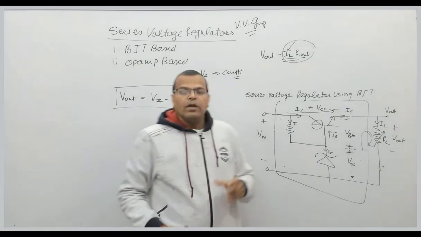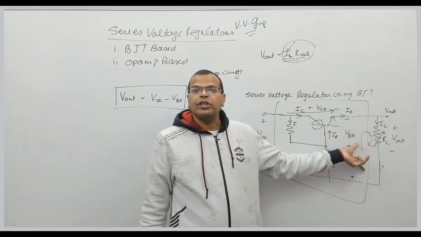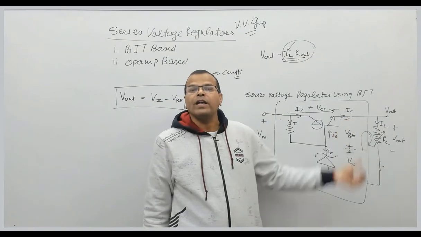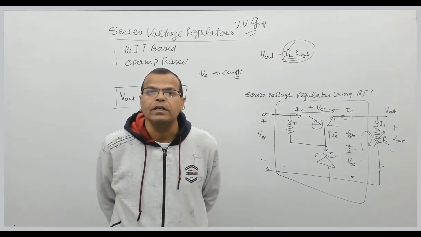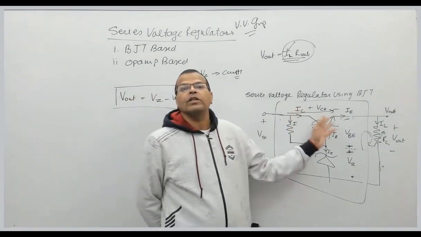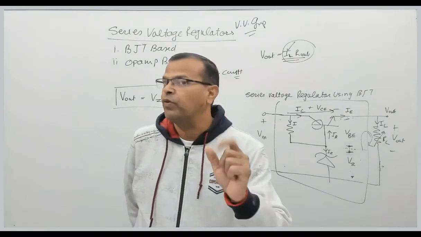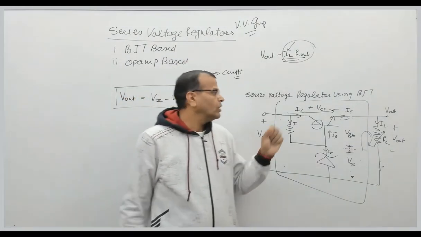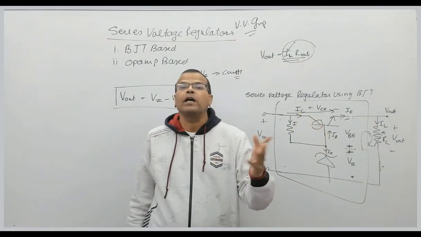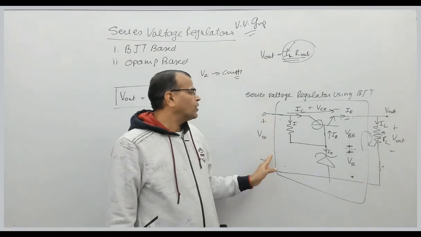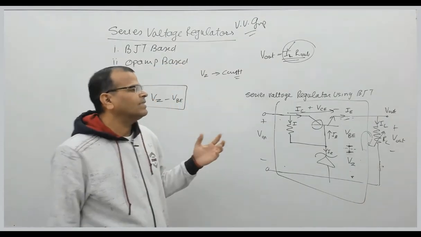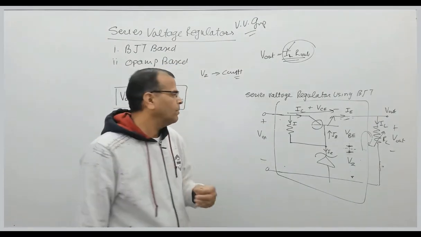Now, please see carefully. The output voltage in this circuit is taken from the emitter terminal of the BJT. When you take output from the emitter terminal of a BJT, that is essentially an emitter follower configuration. So your series voltage regulator is an emitter follower voltage regulator. You should remember that point. This BJT in this circuit is called the series pass transistor. What do we mean? The input voltage is passed to the output through this series connected BJT, so we call this transistor the series pass transistor. You should remember these points.